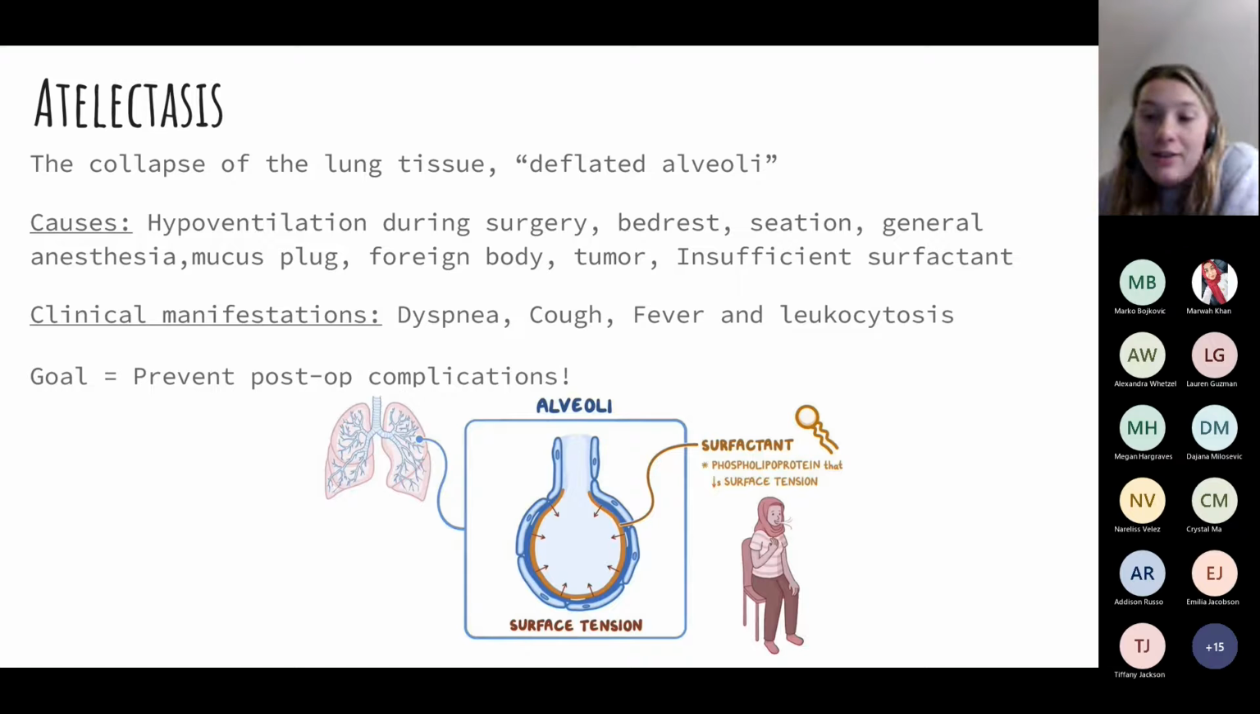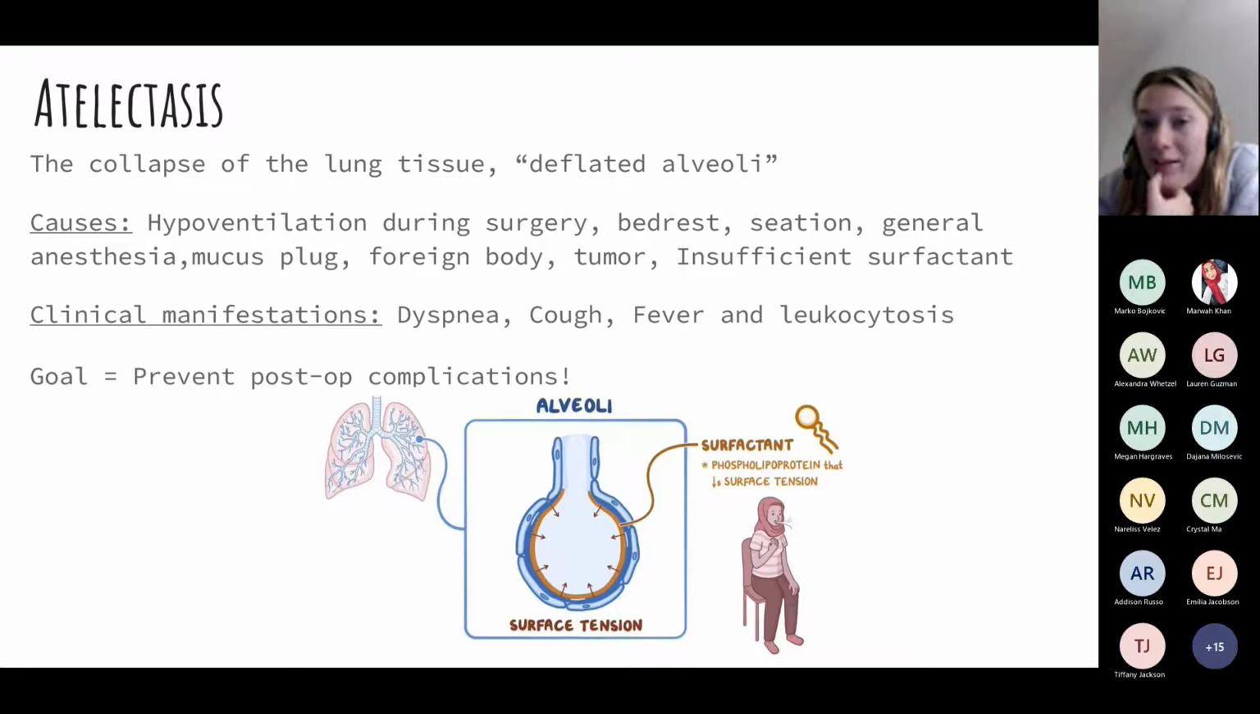Atelectasis, this is our deflated alveoli. So our alveoli open and close and expand and contract during just inhalation and exhalation. But what happens with atelectasis is that our alveoli deflate. And if they deflate, they're not going to be able to help oxygenate our blood, so we're really concerned. A lot of our causes are going to be related to either hypoventilation or insufficient surfactant. So keep those two causes in the back of your head.